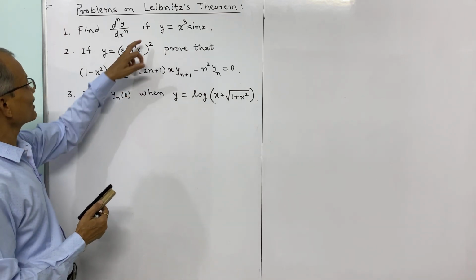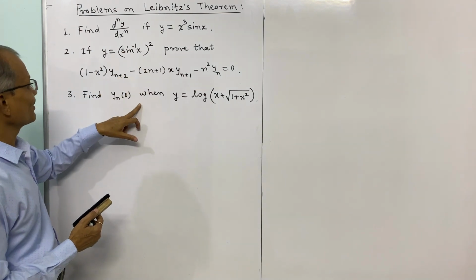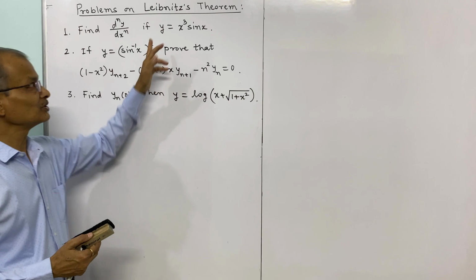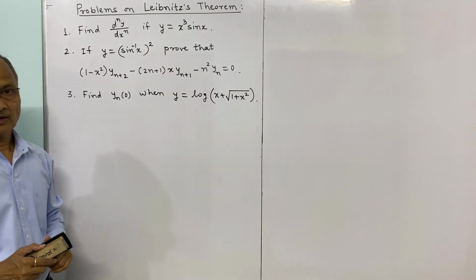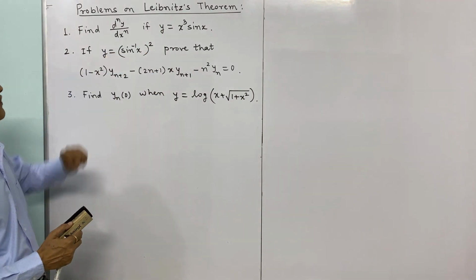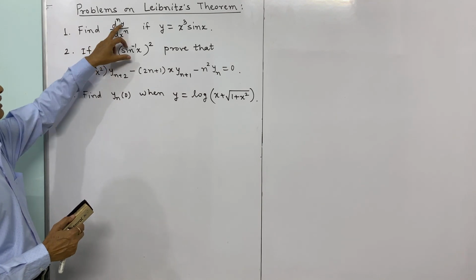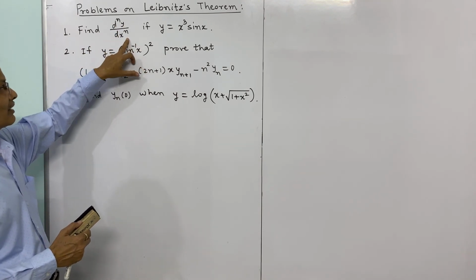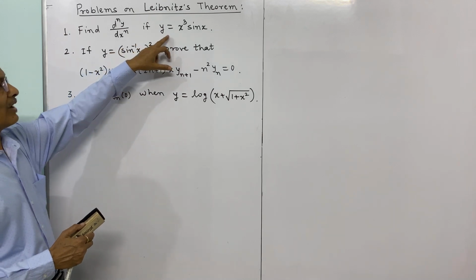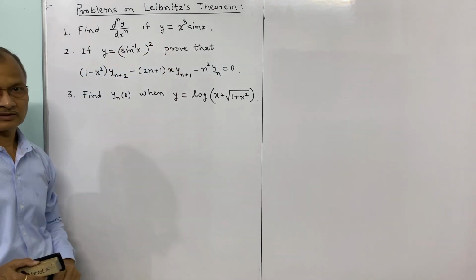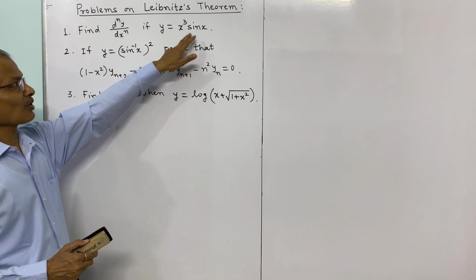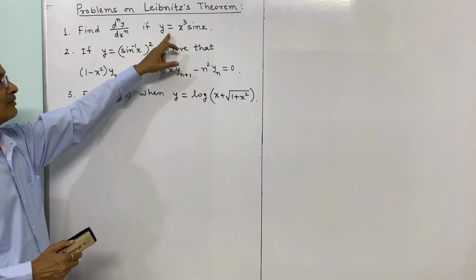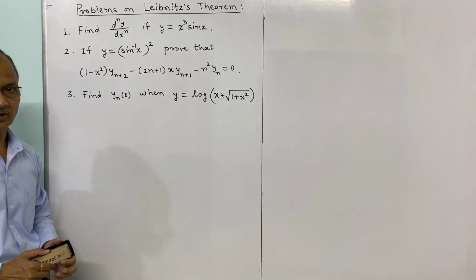So I have written here these three problems. Now we shall solve these problems which are depending on Leibniz theorem one by one. Now consider the first problem. We have to find out nth derivative of y with respect to x, or d^n y by dx^n, if y is equal to x cube into sin x. So this is product of two functions, x cube into sin x, and we have to apply the Leibniz theorem.